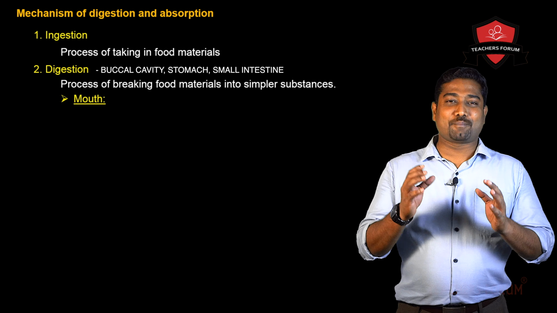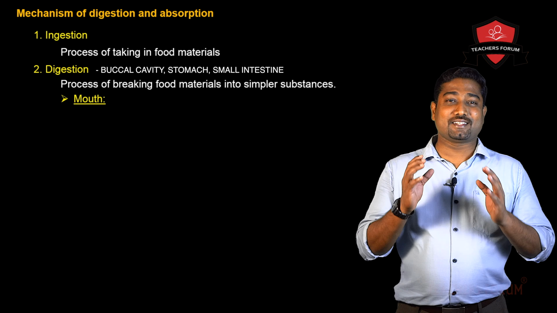So let's see what happens inside our mouth. Our mouth contains 3 main organs. They are the tongue, the teeth, and the salivary gland. Salivary gland produces a secretion called saliva. It contains a sticky fluid called mucus and an enzyme called salivary amylase. The food that you take in will be chewed into smaller pieces by our teeth.